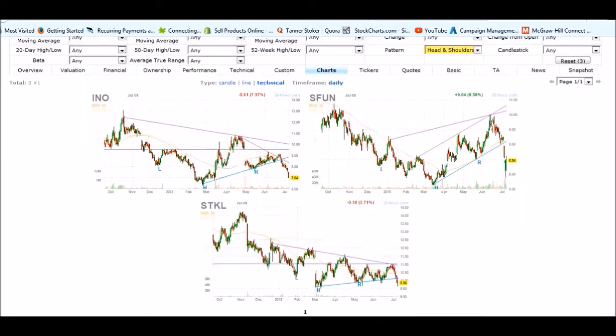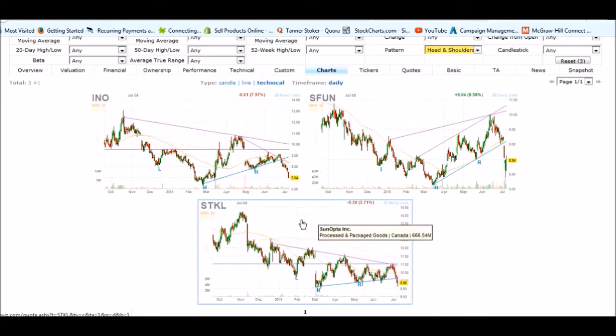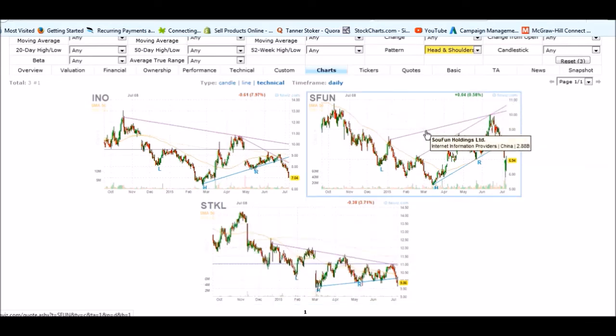Let's look at STKL. They're labeling this as the left shoulder, sets a high, comes down, makes the head, sets a high, comes down, forms the right shoulder. So this is really a head and shoulder that just never really worked out.